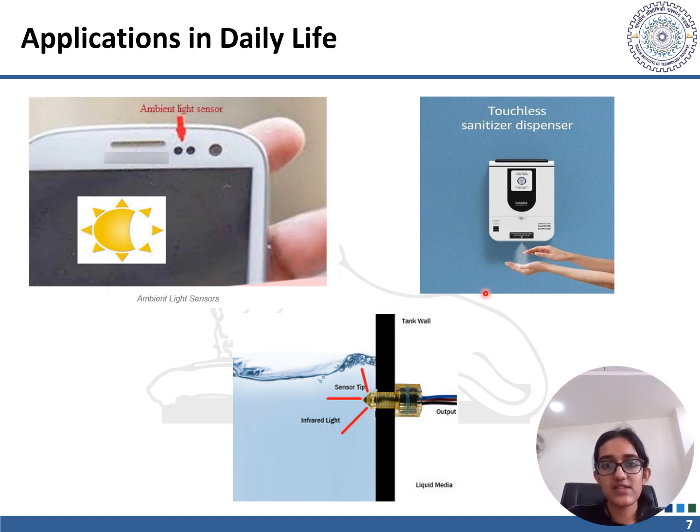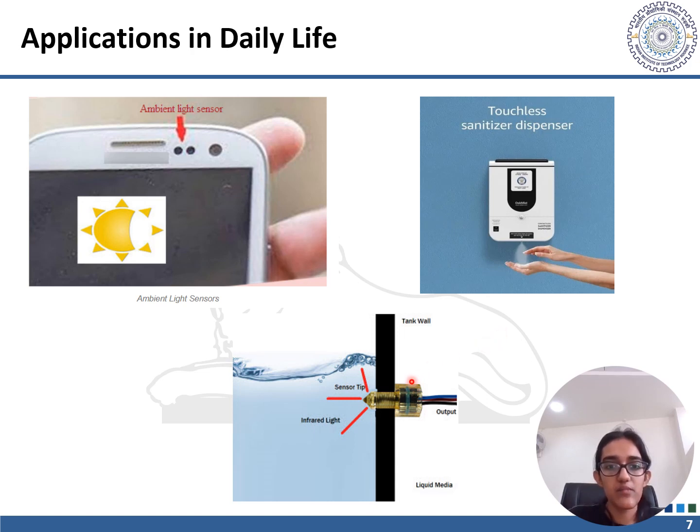Next is the contactless sanitizer dispenser. This has become very popular during COVID times. So basically, the sensor detects the presence or absence of an object underneath the dispenser using an optical sensor. And when an object is detected, the dispenser is activated to release the liquid or the sanitizer.